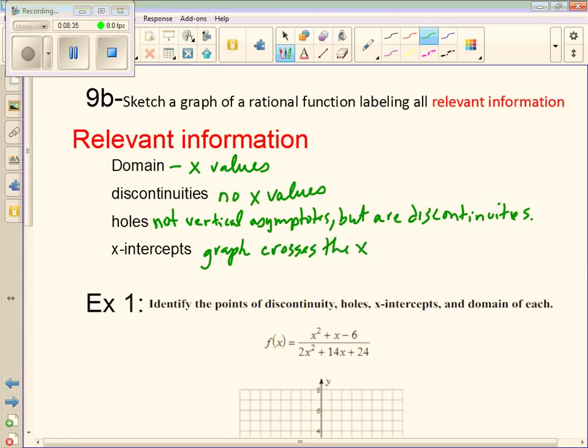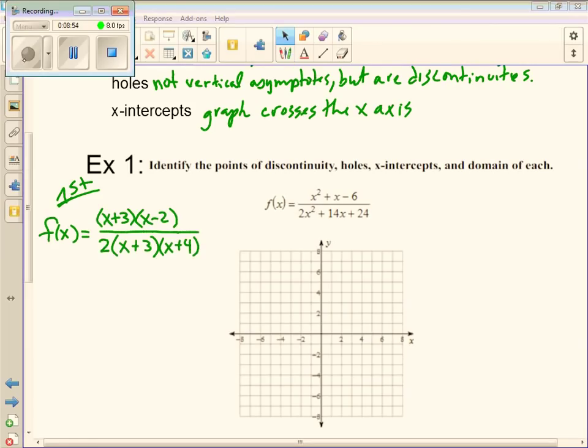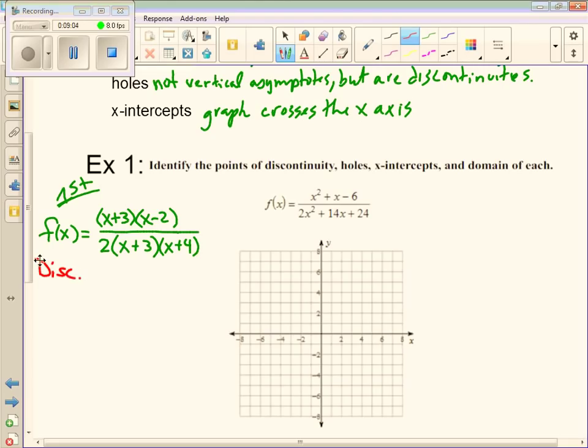So, moving on. Let's graph and identify the points of discontinuity, the holes, and so on. All right, so the first thing you should do still is factor. So on the next slide I will factor this. Okay, so now it's factored, the numerator and the denominator. For discontinuities, discontinuity is where there are zeros in the denominator.